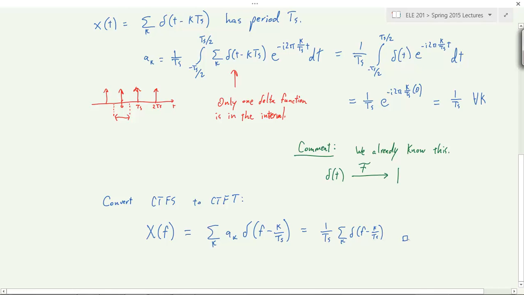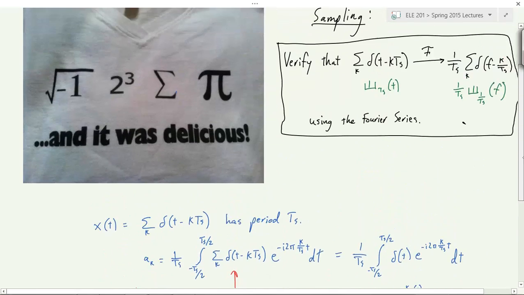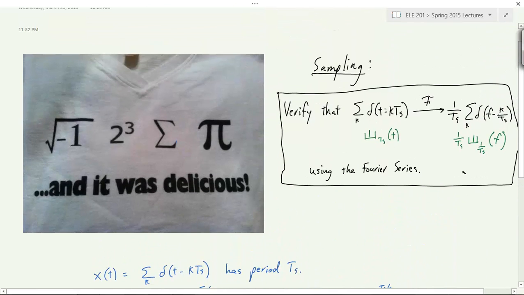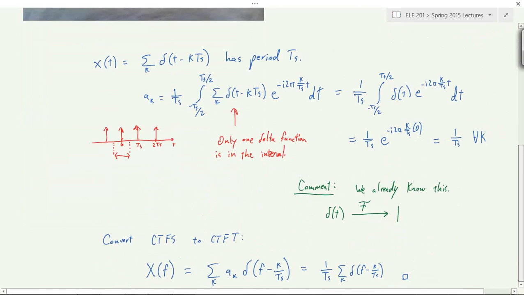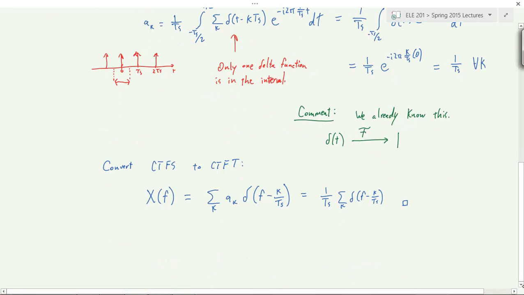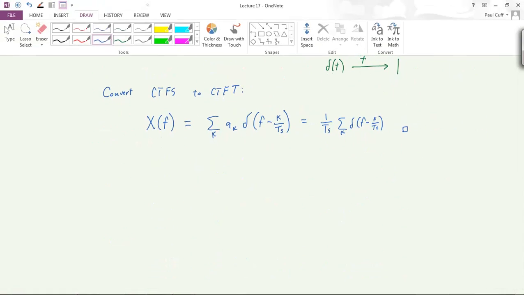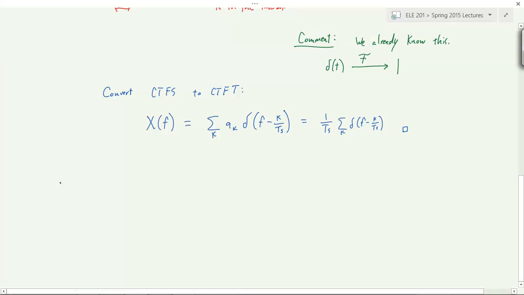And that's what we were trying to prove, that the Fourier transform of the impulse train is an impulse train. Okay, so that was very simple. I want to give you one more look at this, just to provide more intuition. Think of it as practice for how to deal with Fourier transforms. So here's a different look at verifying the same relationship.